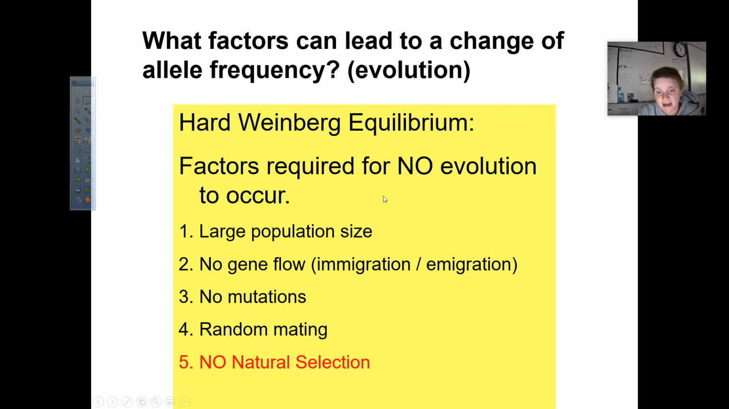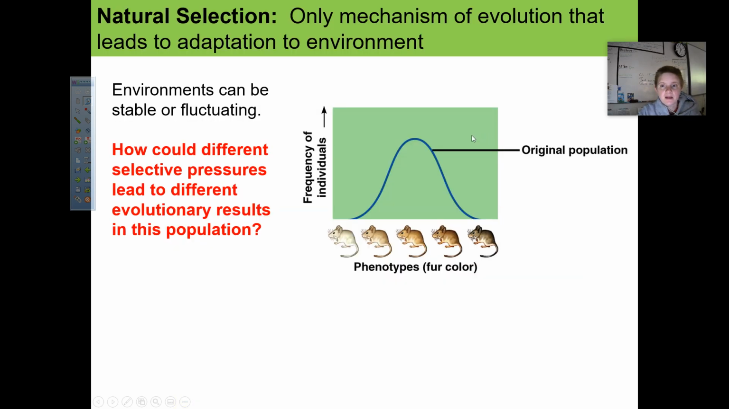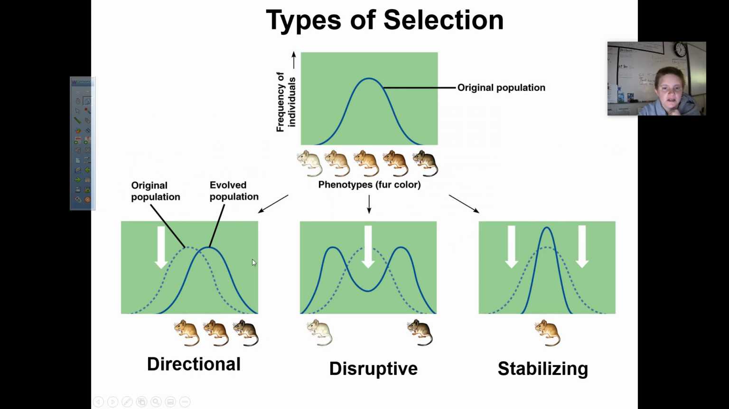Nobody can do better than anybody else if you want no evolution. So keep in mind natural selection is a mechanism that leads to adaptations in our environments where some traits are more fit and so those traits become more popular. So how could selective pressures lead to different results? Well, think of all the different pressures that could lead to light mice in this population, or dark mice, or maybe pressures that lead to the middle colored mice. So that's what we're going to talk about really quick, the types of selection.